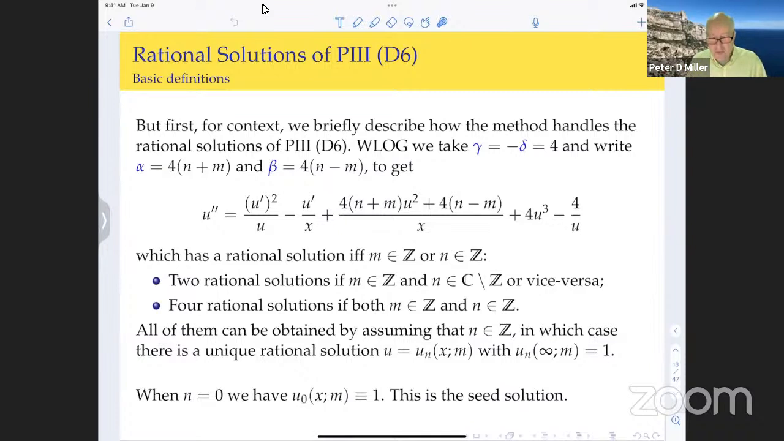Now, they're all related by some simple symmetries, so it's good enough just to describe the one rational solution. It's a unique rational solution. We'll call it u_n of x with parameter m, that has the property that at infinity it's equal to 1. Here n is the integer index, m is an arbitrary parameter which could be an integer, but doesn't have to be. Now when n is equal to 0, this function is exactly just the function 1, which is the simplest thing I can think of. So I'm going to take that to be the seed solution for this family of rational solutions.